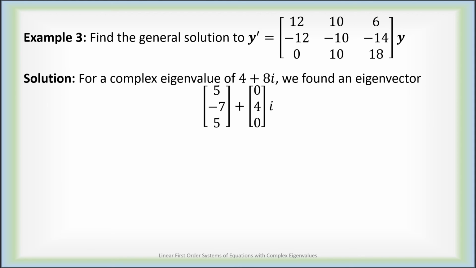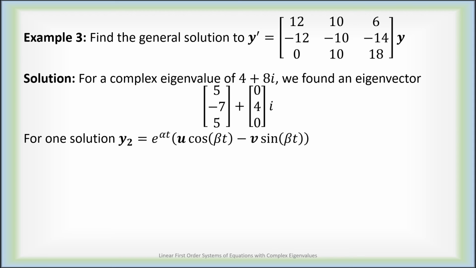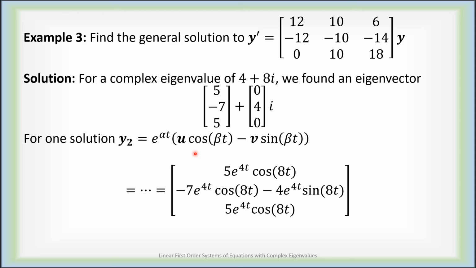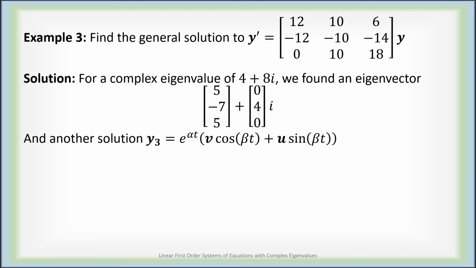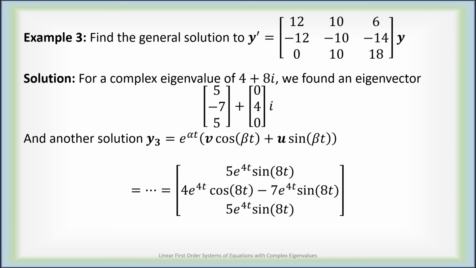So for our complex eigenvalue of 4 plus 8i, with some work, we can find an eigenvector, split it up into its real and imaginary parts. Then we can use the formulas that we have established already. Here we have alpha is 4, beta is 8, the column vector u is the real part here, and the column vector v is the imaginary part here. Throw it into this equation, simplify everything down, eventually you'll end up with this column right here. The other solution we can generate, we just copy the formula, e to the alpha t, v cos beta t plus u sine beta t, end up with this column right here.